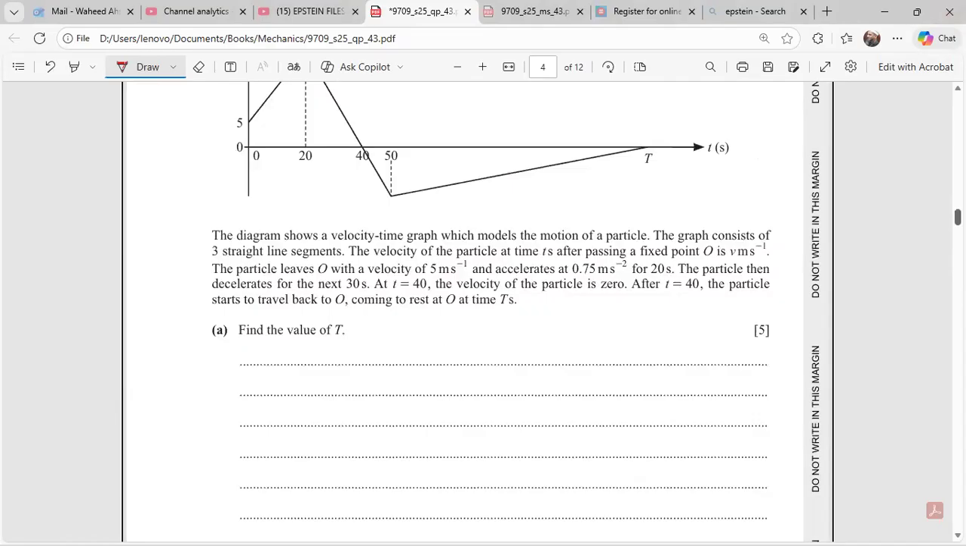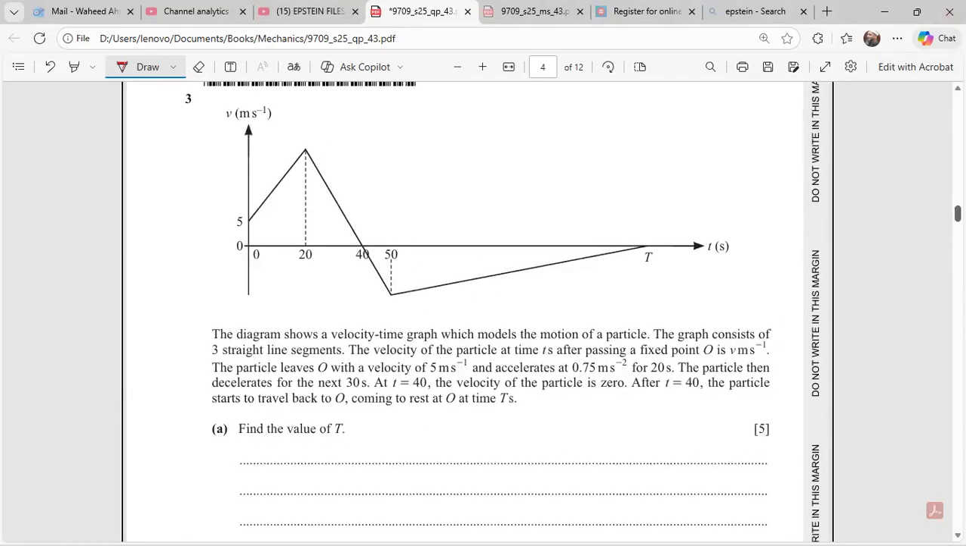This diagram shows a velocity time graph which models the motion of a particle. The graph consists of three straight line segments. You can read the whole detail. Basically, this is the speed time graph, right? Time on the x-axis, speed on the y-axis.